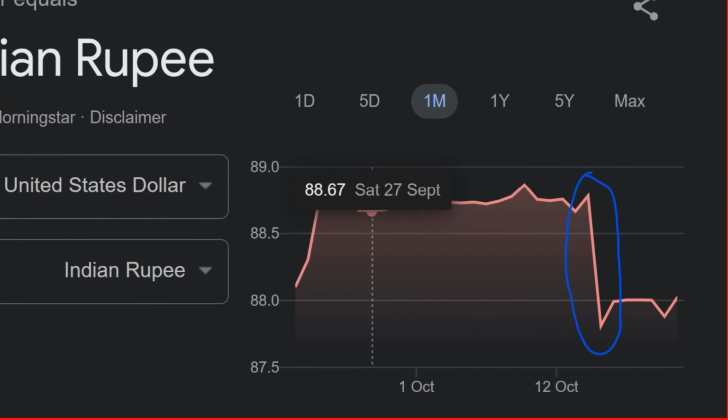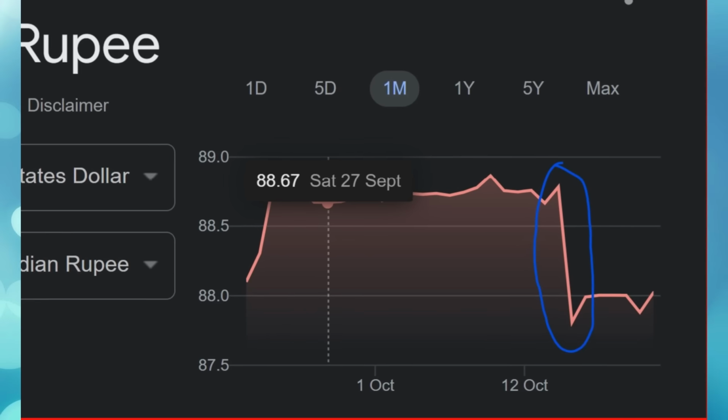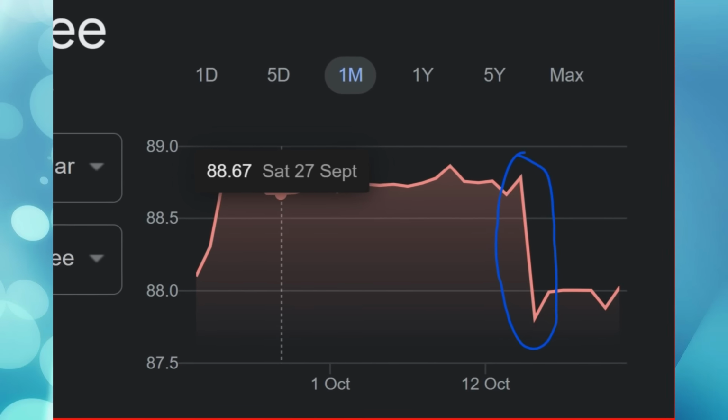Exactly, that is what happened last week. The rupee suddenly became stronger. In the last 10 years, it never happened. This is the power of risk reversal. Now, can we use this for Nifty and stocks? The answer is absolutely yes.